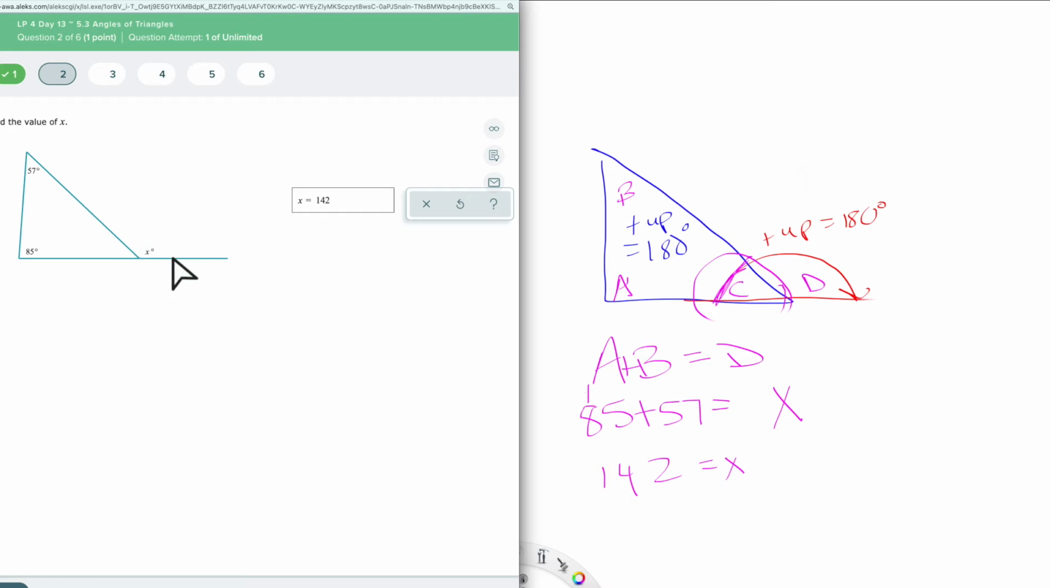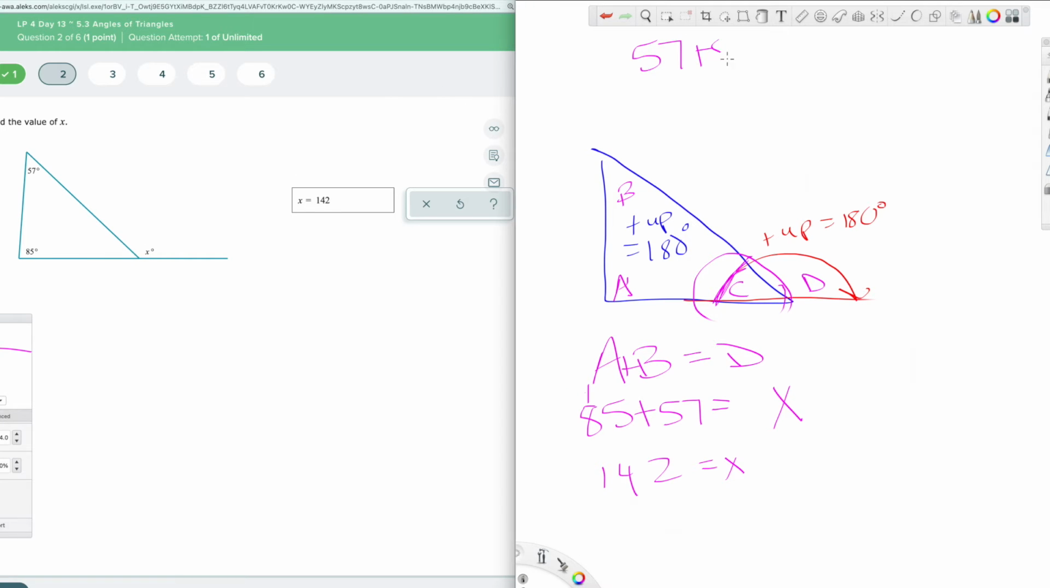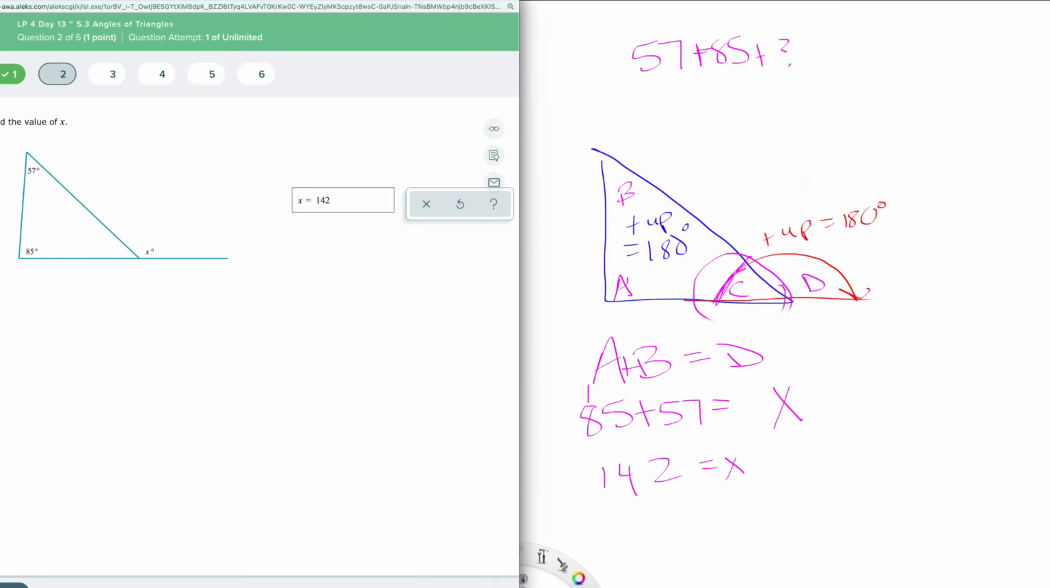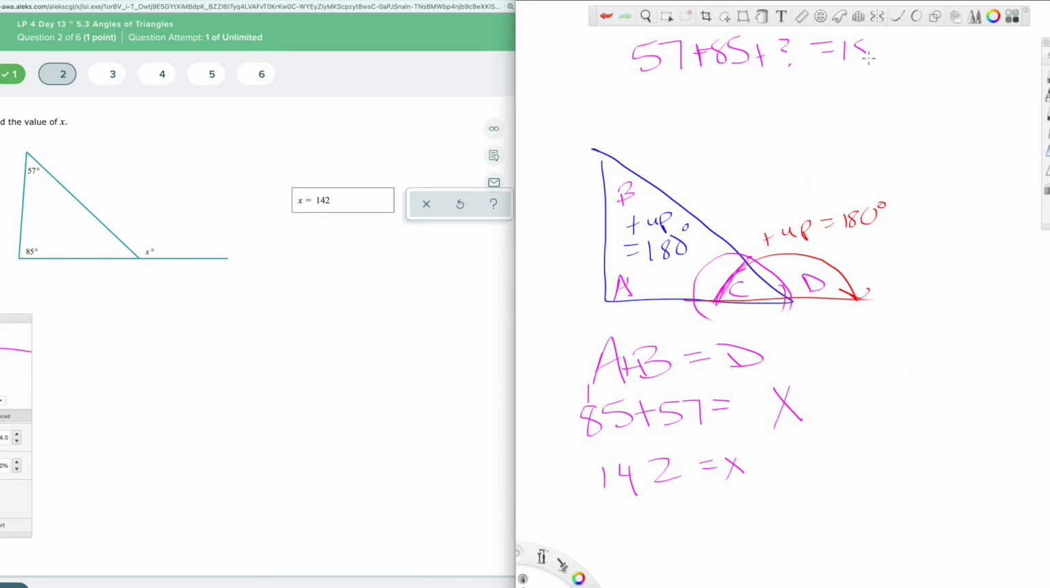So could I have done this differently without knowing the exterior angle theorem? Of course. I could have said, well, what does this angle have to be? If I had 57 plus 85 plus a question mark, that equals 180. So I'd have to add these together, which would be 142 plus question mark equals 180. And then I'd have to subtract 142, so I'm just solving for this missing angle here.